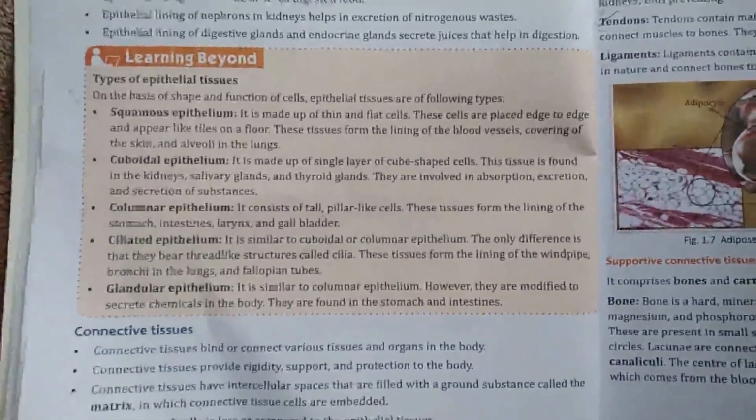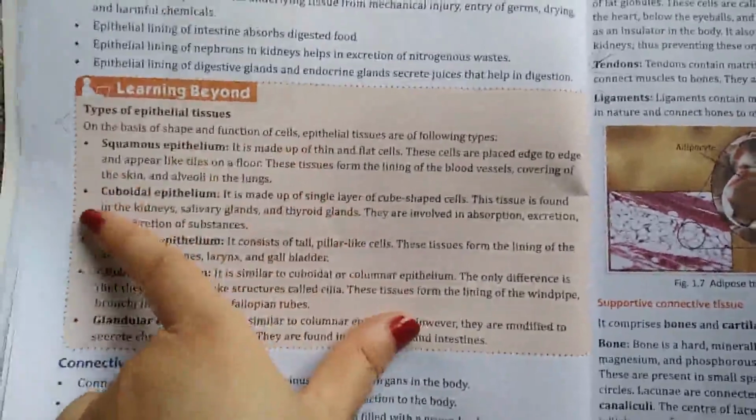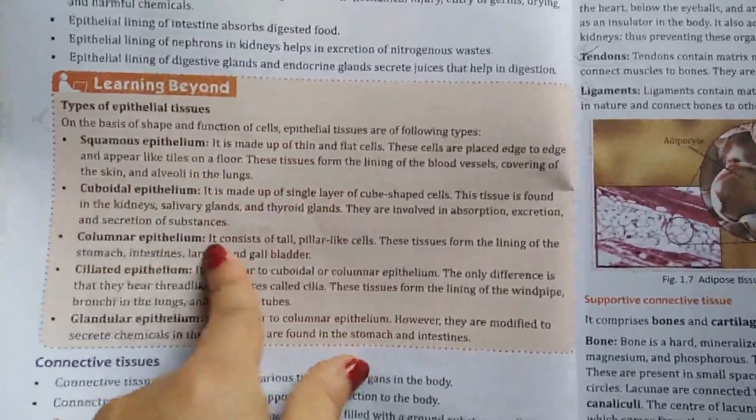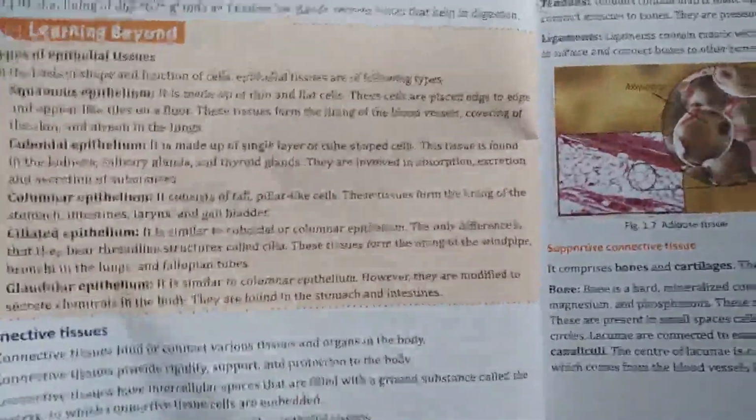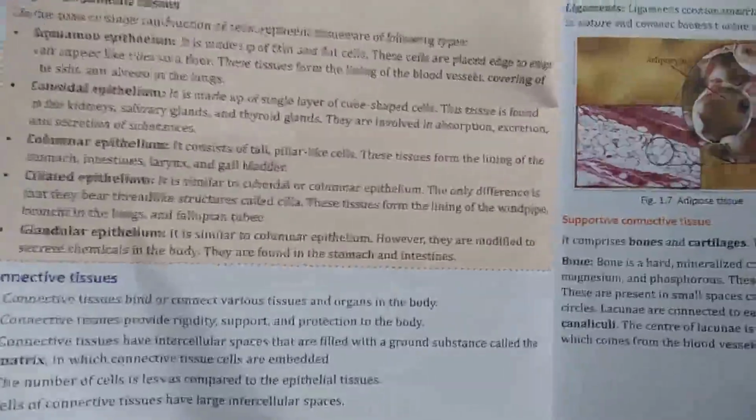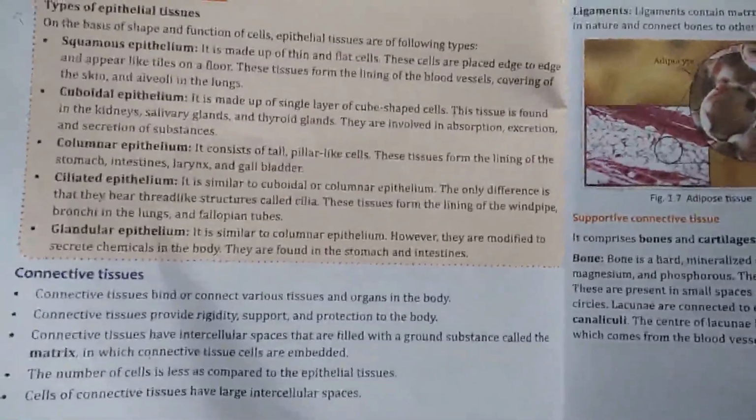Now epithelial tissues are of different types, like squamous epithelial tissue, cuboidal epithelial tissue, columnar epithelial tissue, ciliated epithelial tissue, and glandular epithelial tissue. Now we will talk about the connective tissues.